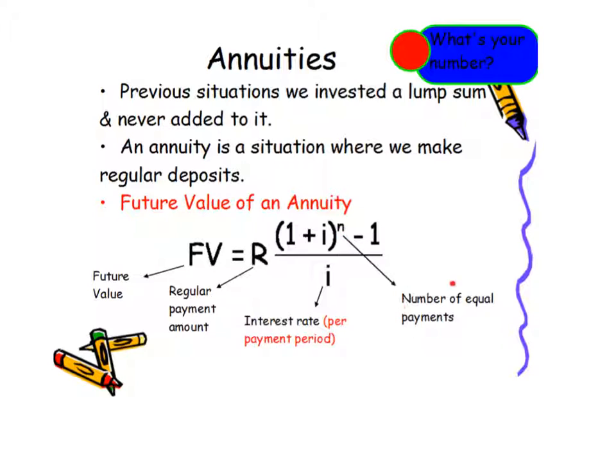N is going to be the number of equal payments. Again, I'm not telling you the breakdown of it. This is how many times you're going to make payments on it. That means if you're doing it monthly, you'll have to take it 12 times the number of years. You'll have to do a little bit of math up there. Minus 1.